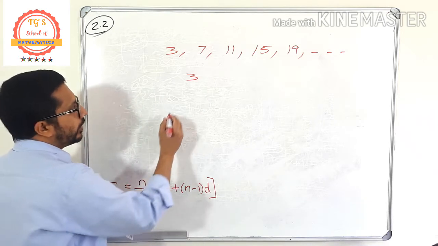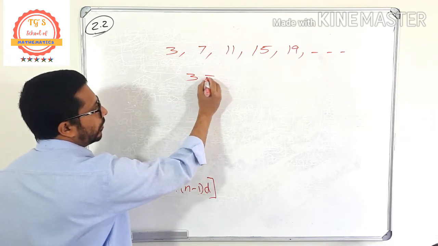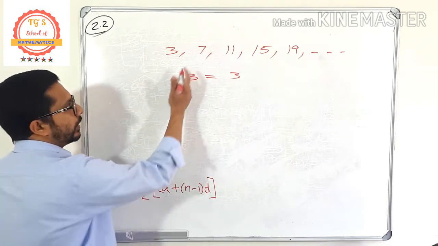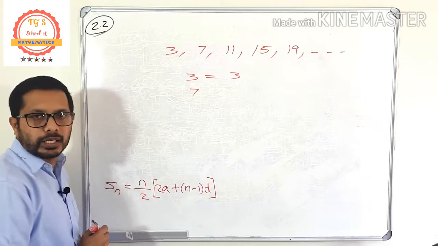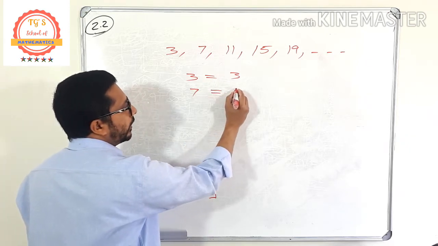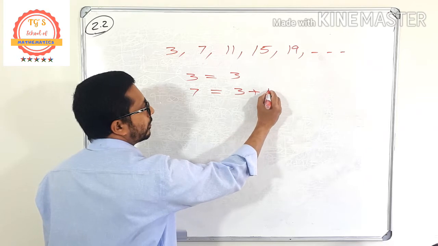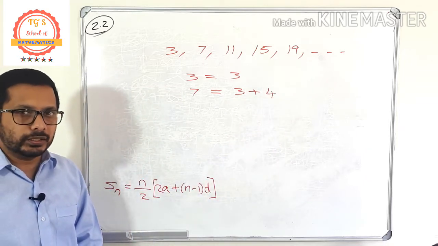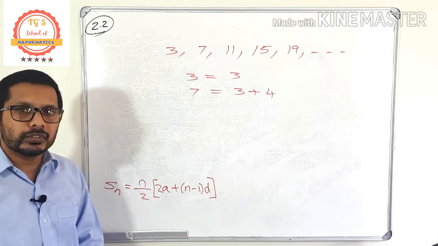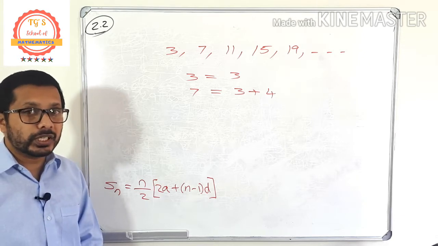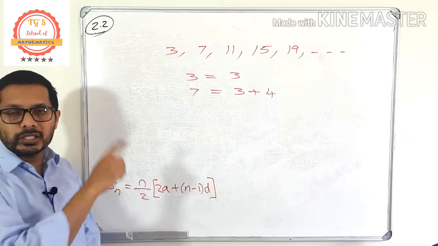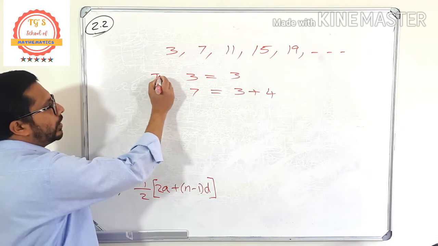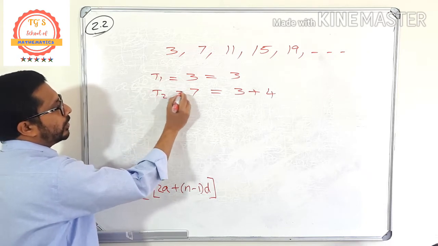Okay, so here the first term is 3, am I right? Then the second term is 7. So let me write the first term. Okay, I will explain what is that one. What is the second term? 7. So this 7 I can write like this: 3 plus 4. What does that 3 stand for? First term. And what does that 4 stand for? Common difference. We already said the common difference in this sequence is 4. So this is the first term, T1. This is the second term, T2.